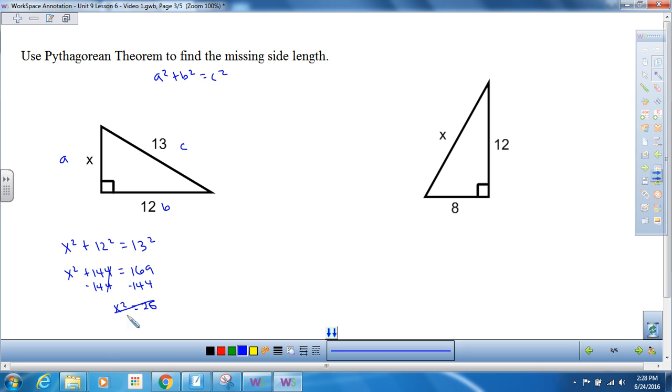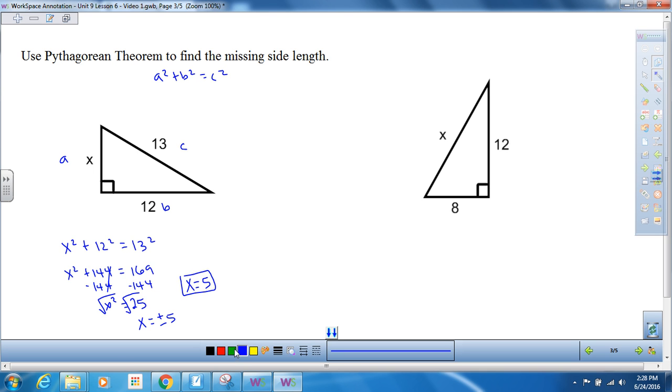And then we will take the square root now. Usually when you draw in your radical, you have to write plus or minus. But since this is a side length of a triangle, we can't have a negative number. So I only need to worry about x equals 5.